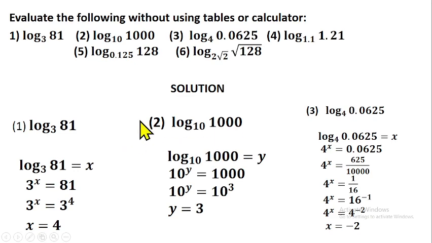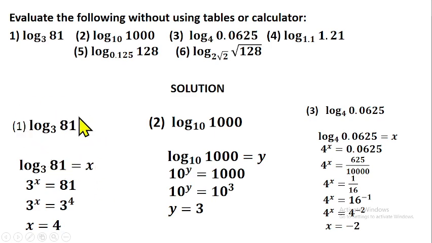So having understood what we have explained so far, let's use that idea to solve all these questions, question 1 to question number 6. The question says evaluate the following without using tables or calculator. These questions are very familiar to objective questions and even JAMB questions as well. The first one, we have a logarithm of 81 base 3. I think we have solved that one before in the previous slide.